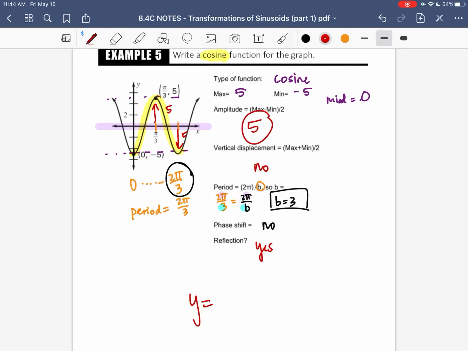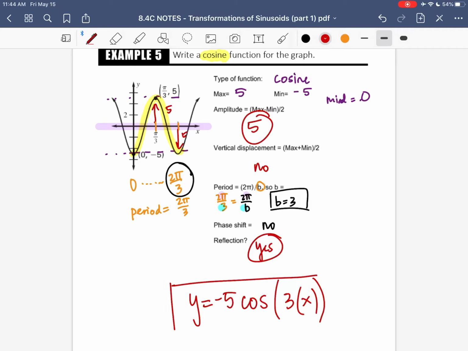Okay, our final answer for this one is going to be y equals, look for the amplitude, 5, so 5. Oh, and a reflection, so -5. Cosine. Okay, next look for the period, so b is 3. Phase shift, no, so we don't need any plus or minus inside by the x, and we didn't shift up or down, so we don't need anything else there. It's just -5 cosine of 3x.